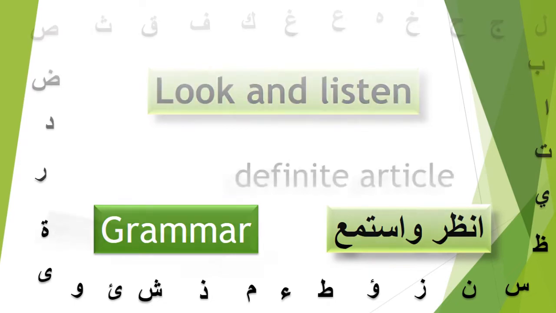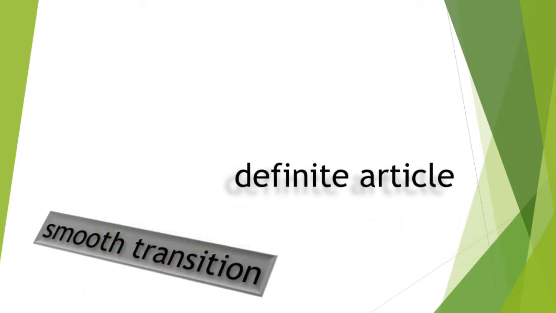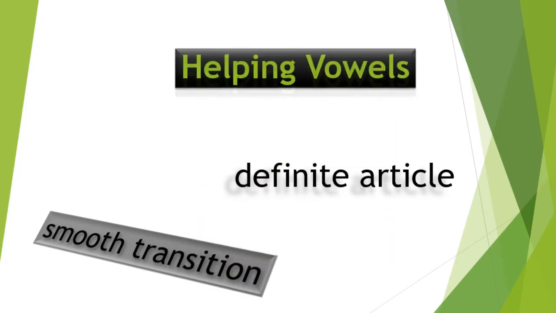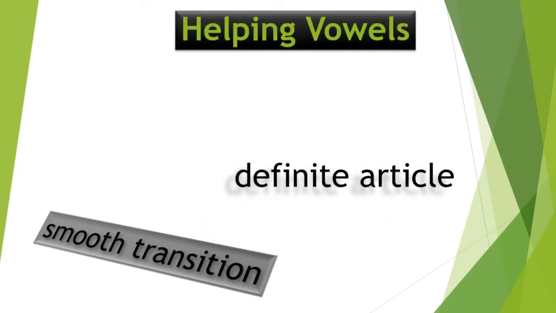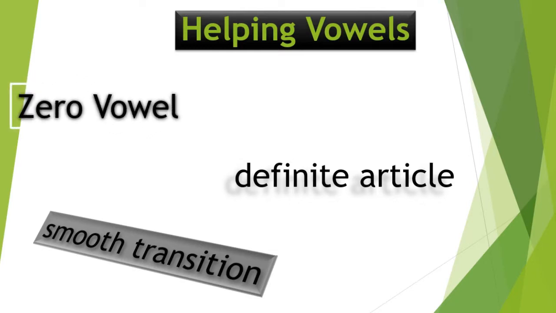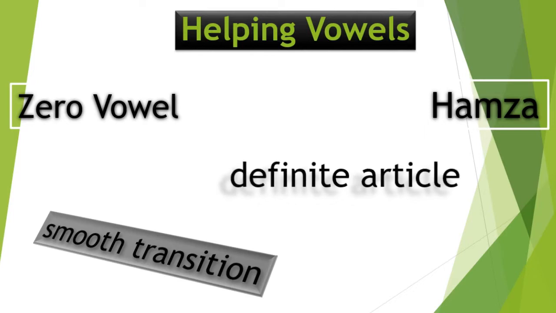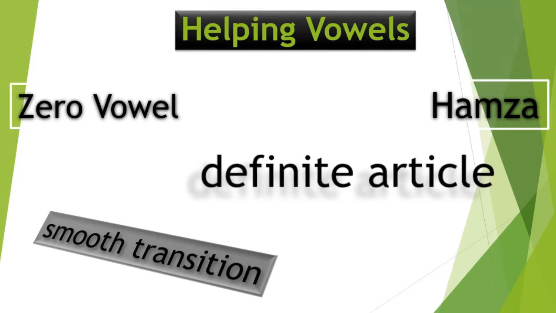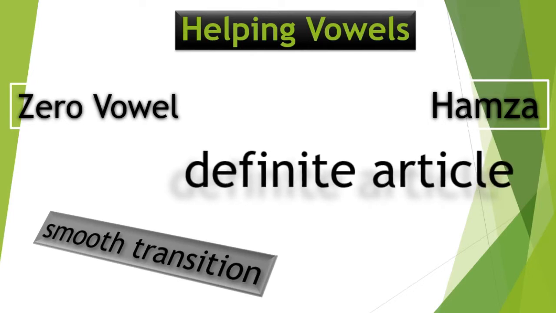Voice replaces the zero voice when the following word starts with hamza. Therefore, an environment for using a helping voice will be created every time one uses a definite article. The purpose of this phonological rule is to provide a smooth transition from one word to the next. Generally speaking, this transition is governed by the following rules.